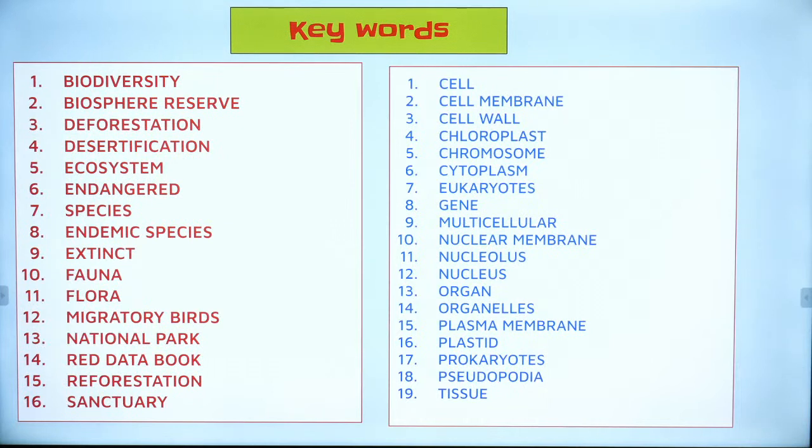Organ is a group of tissues. Organelles are the parts of the cell. Plasma membrane, cell membrane is also called plasma membrane. Plastids are the colored pigments present in the plant cells. Prokaryotes are cells without a well-defined nuclear membrane. Pseudopodia is the false feet present in amoeba, which helps it to locomote and catch the food. Tissue is a group of cells performing a specific function.